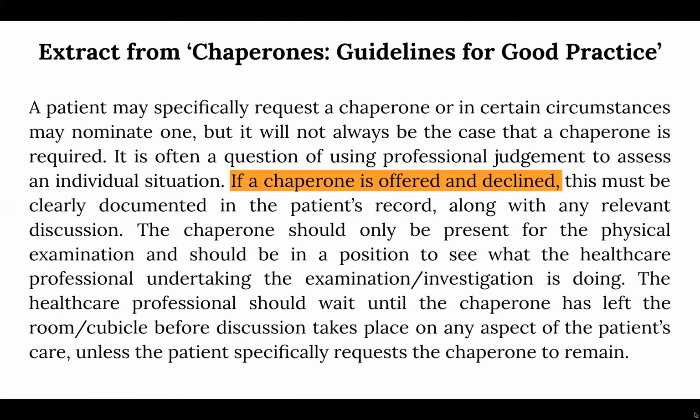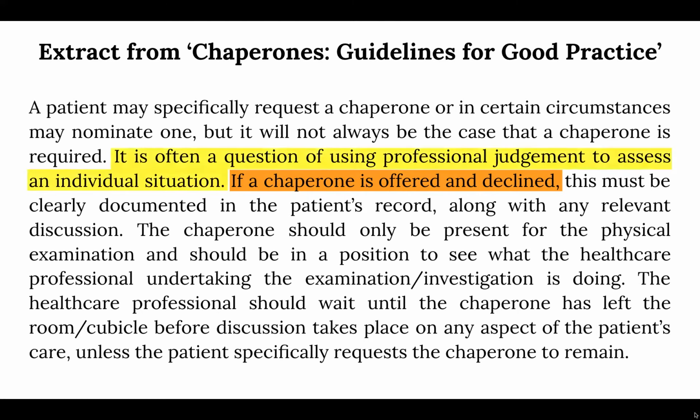So here in the text, we see if a chaperone is offered and declined. This means that we are making the patient aware that they can have a chaperone and they can either choose to accept or decline it, which correlates to option A, aim to make patients fully aware of their right to a chaperone. But the text does not state anything about the patient's rights. It's just that there is an option to either have a chaperone or not.